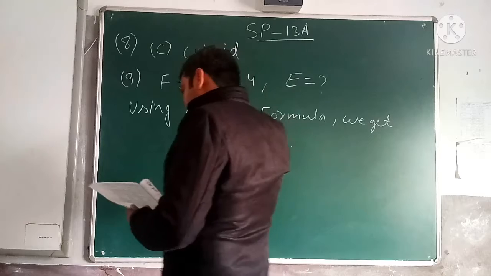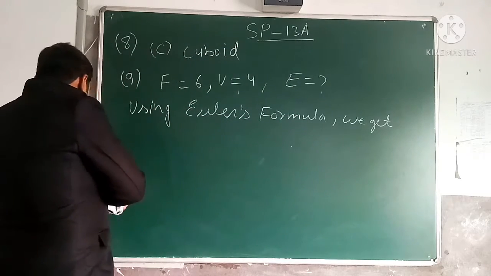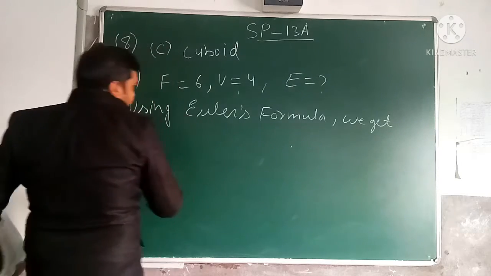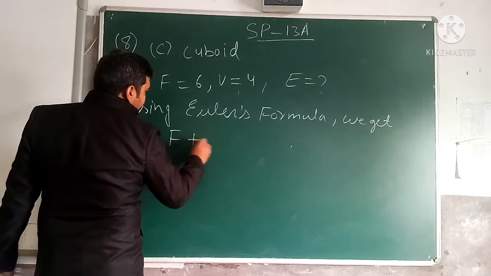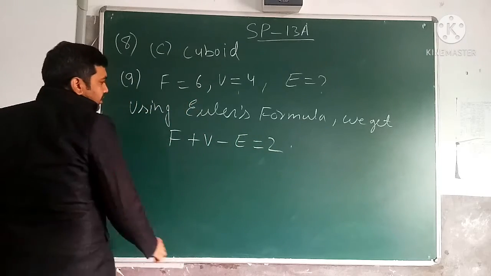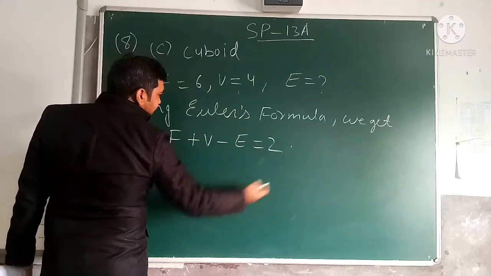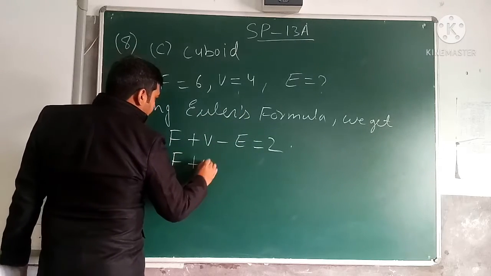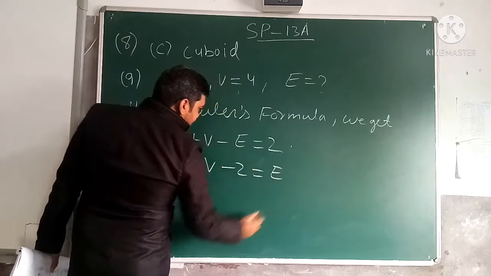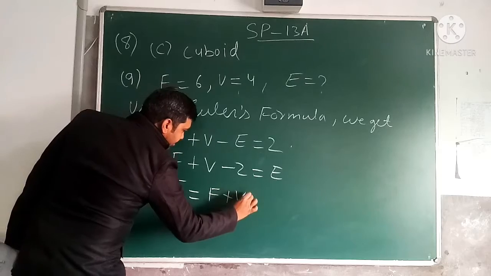So what is Euler's formula? F plus V minus E equals 2. Using Euler's formula, F plus V minus E equals 2. We have to find E, so transfer E to the right hand side and transfer this 2 to the left hand side. So E equals F plus V minus 2.